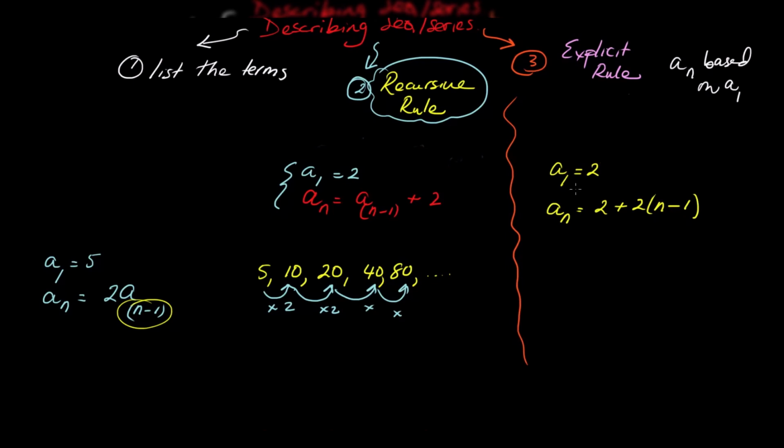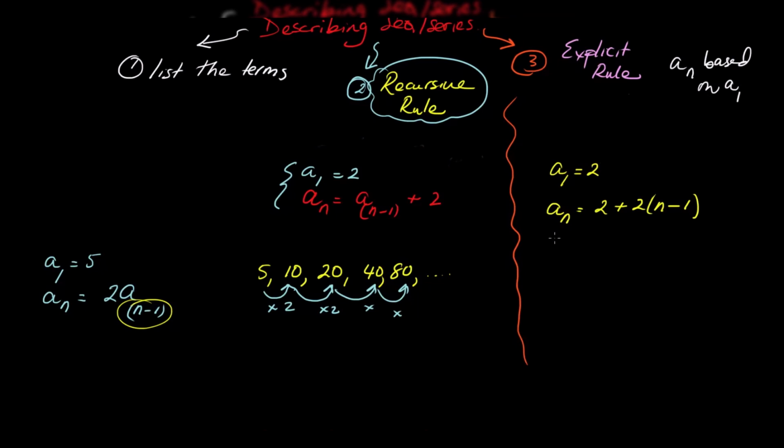Okay, now here, I'm given the first term. I'm given the first term, and I'm given a rule for getting a sub n, just like before. See, here I was given a rule for a sub n also. So both the recursive rule and the explicit rule tell you how to get a sub n. But the difference is this: in the recursive rule, the a sub n is derived based on a sub n minus 1, the term before it. But in the explicit rule, look what happens.